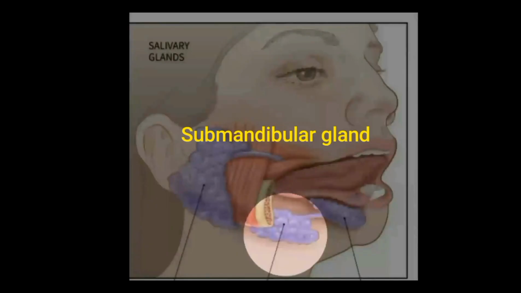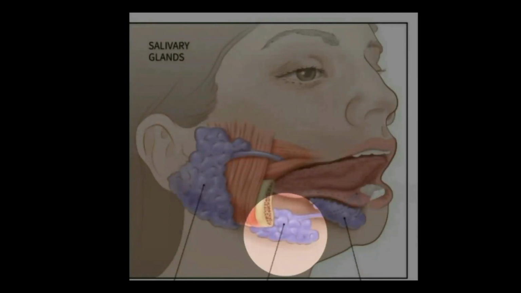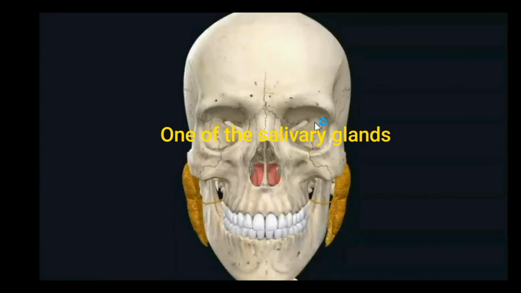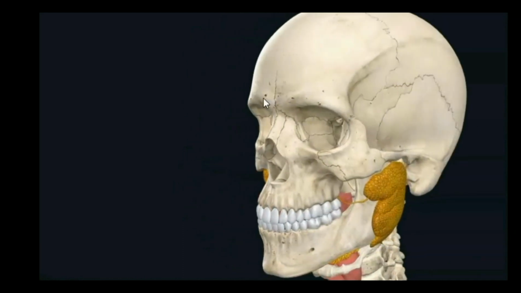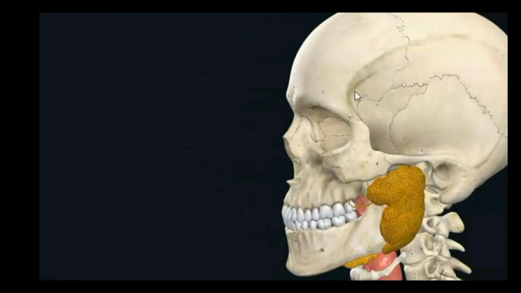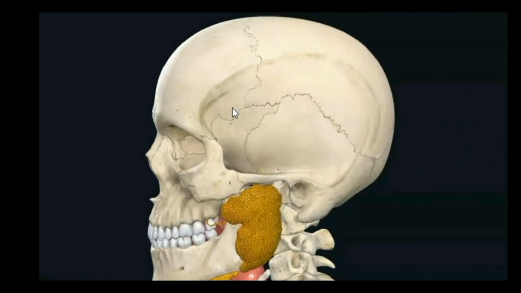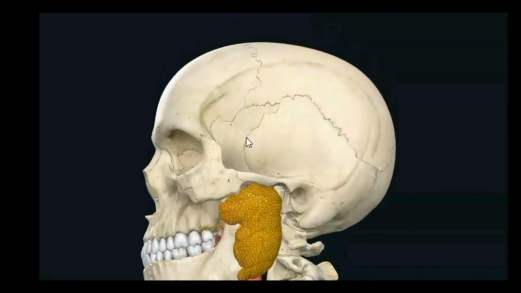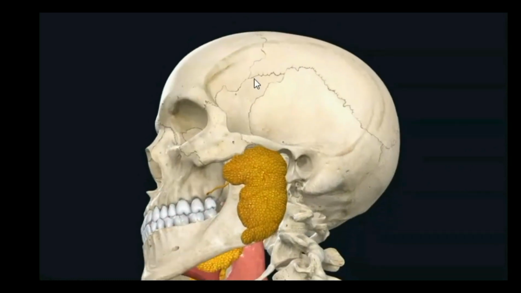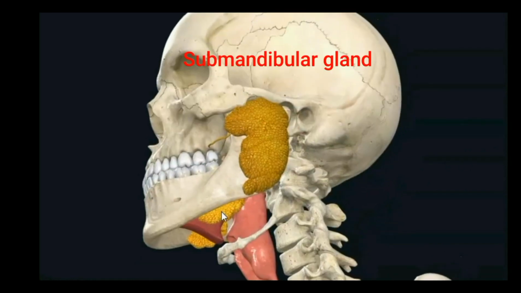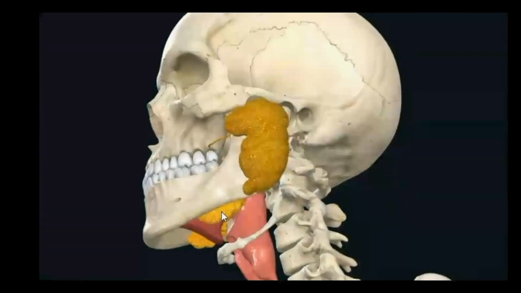And as you can see here, that is the submandibular gland, one of the salivary glands. Yesterday we discussed the pituitary gland. Today we are seeing the submandibular gland. As the name itself says, it is just below the mandible. You can see here in this video, on the side of the mandible you are seeing the parotid gland around the ear, whereas below and medial to the mandible you are seeing the submandibular gland.